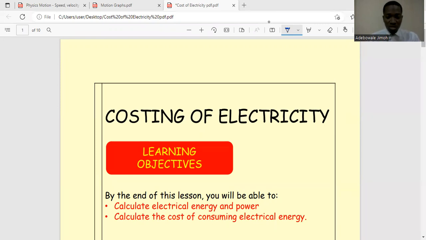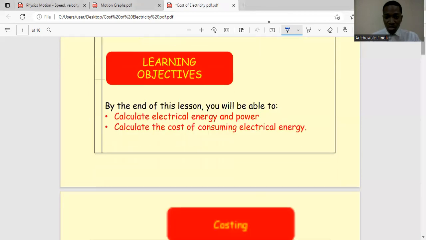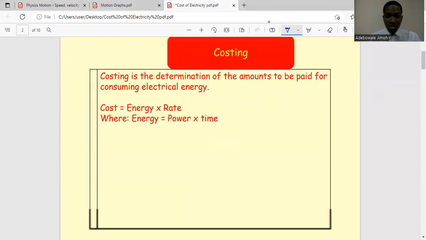Our objective is that by the end of this lesson, you'll be able to calculate the cost of consuming electrical energy. And for you to do that, you have to calculate the energy consumed. So you'll be able to calculate electrical energy, and then you'll be able to calculate the costs of consuming electrical energy. Let's go to the formula.